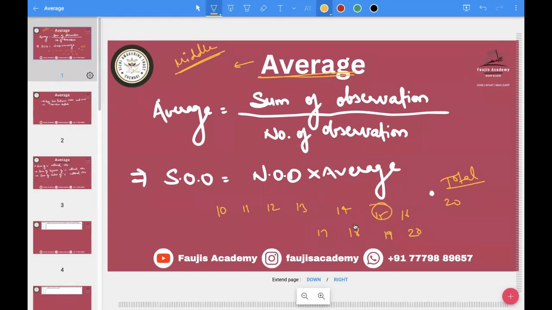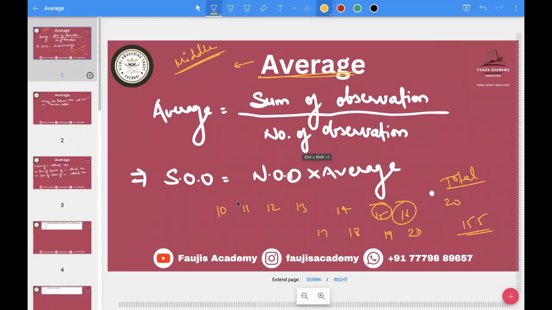Let me count again. It's 15.5. You are almost right, and we'll learn about this as well, about continuous data. This is a kind of continuous data.